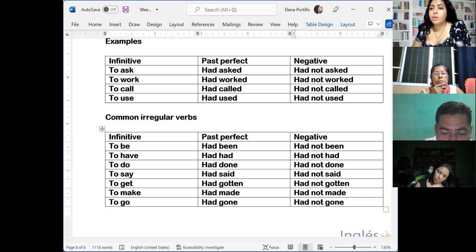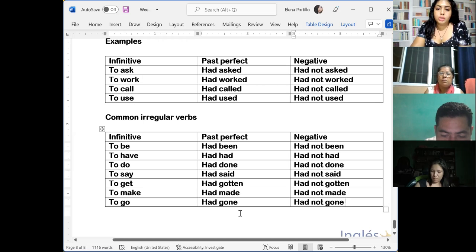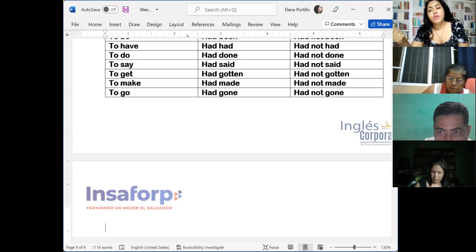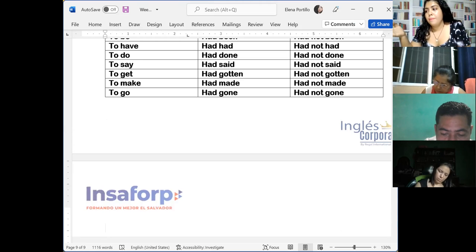So now we are going to continue with another tense, because we are talking about the different tenses or parts that have the past tense. Now we are going to talk about the past continuous tense, and we are going to know what the past continuous tense is. Of course, we are going to see the structures, examples, and all of that that we were learning with this one.